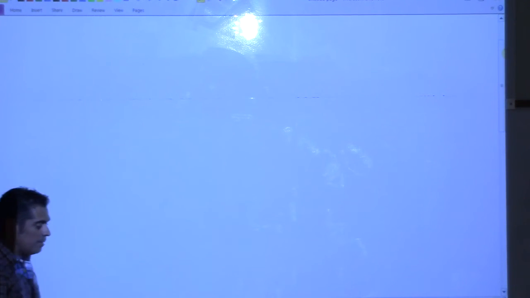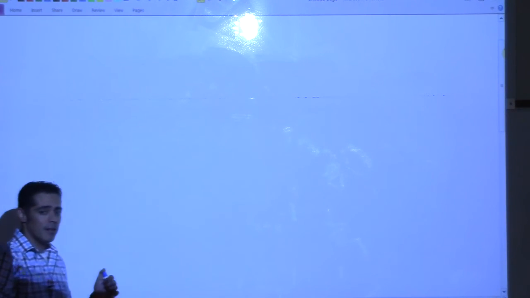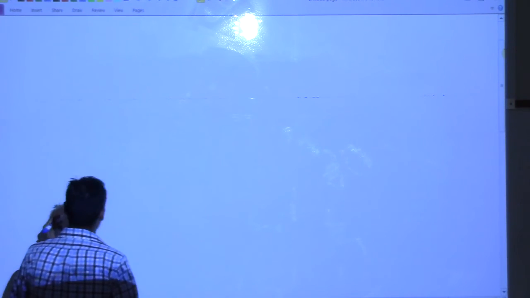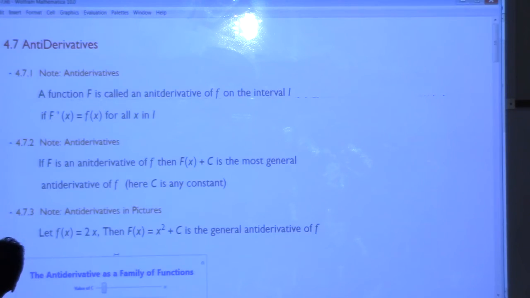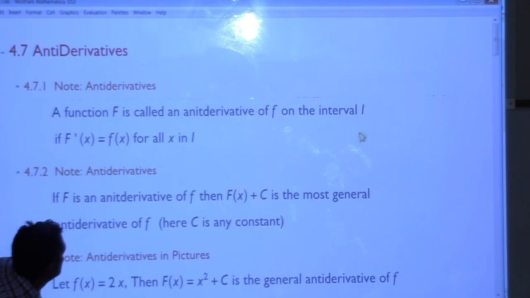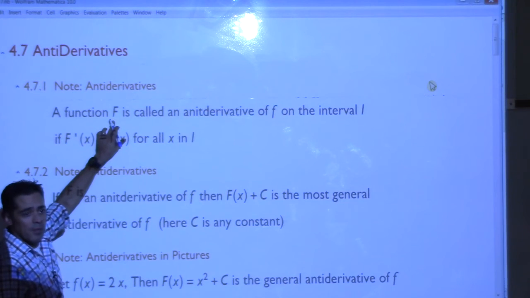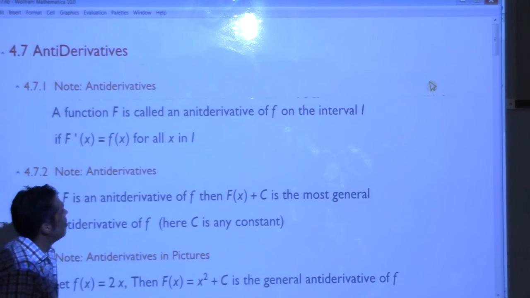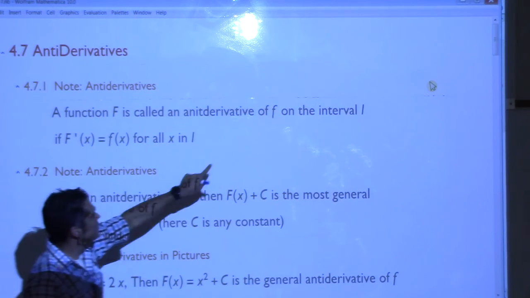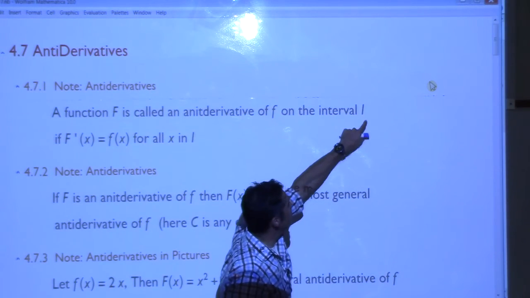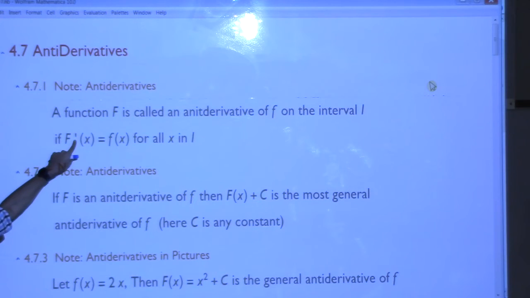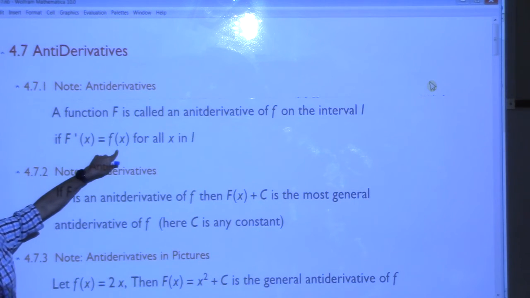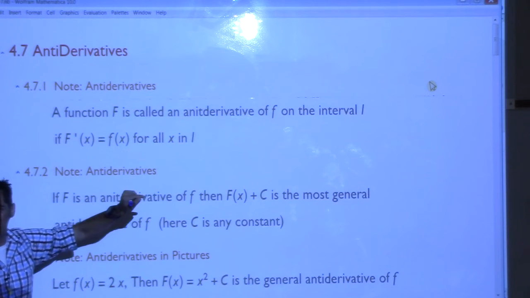All right, so I hope that's Cal 2 in a nutshell, but we are going to now talk about what we want to do here, which is start introducing the idea of antiderivatives. So I have a definition here. A function, capital F, this is the first time I've used this, is called an antiderivative of little f on the interval I if the derivative of capital F is equal to little f for all x in the interval.